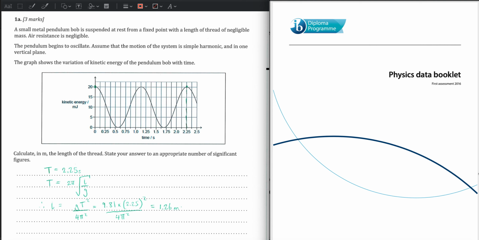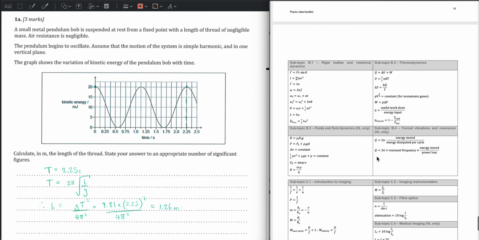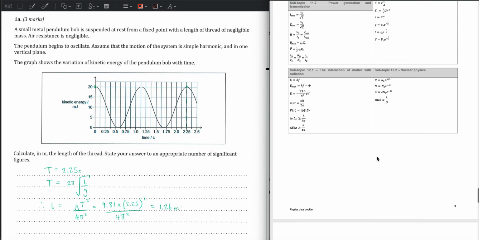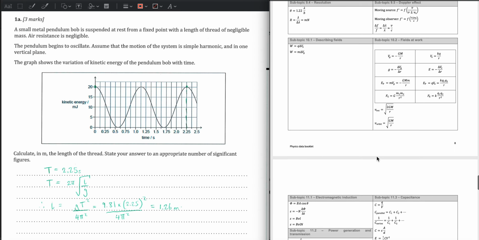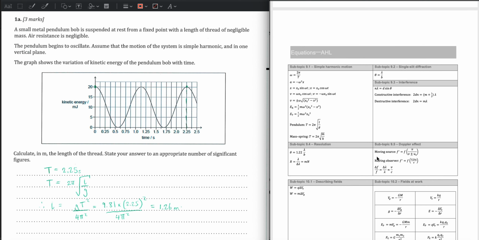We're dealing with a pendulum which is oscillating, and we're given a graph of kinetic energy versus time. The first thing we're asked to do is calculate, in meters, the length of the thread. To do this, we're going to have to go into our data booklet. Again, we're scrolling quite far down, you can see how fast I've gone there, to our simple harmonic motion topic.